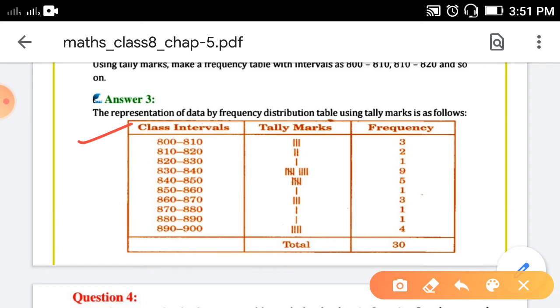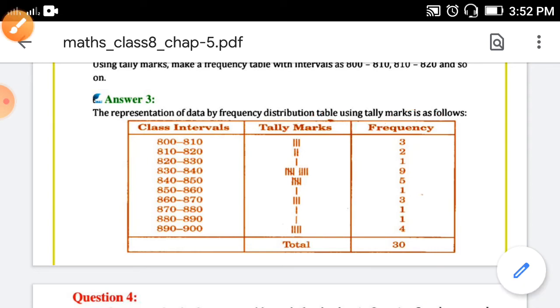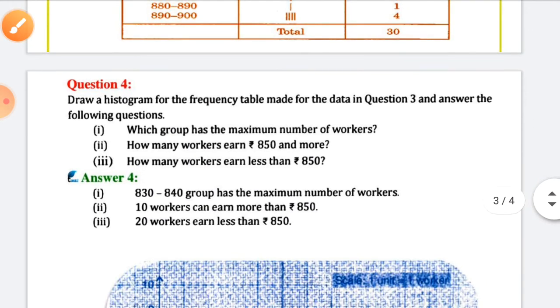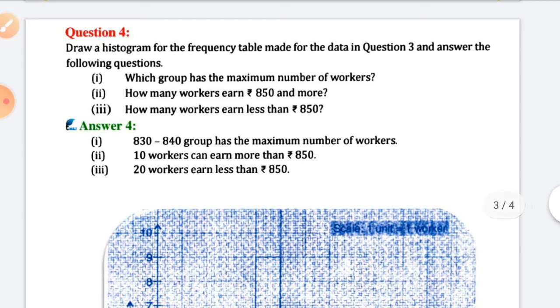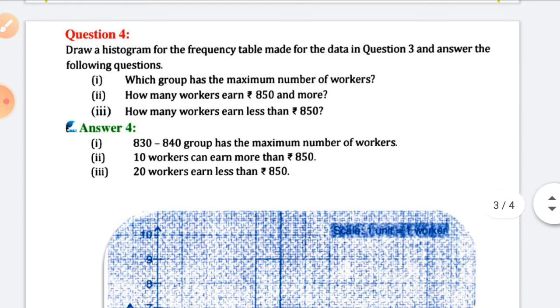Then 810 to 820, 2. 820 to 830, 1. 830 to 840, 9. And so on. Count it. So total is 30. And put the tally marks according to the frequency. Next, yes, you have to purchase a bar graph. Graph papers you have to purchase, and then you have to draw bars.